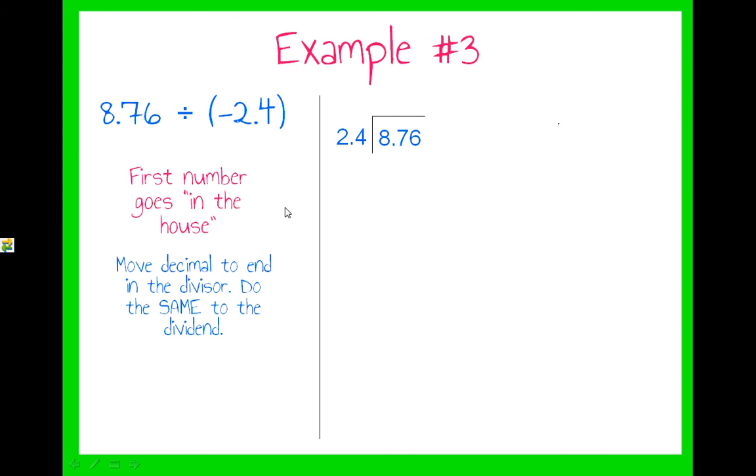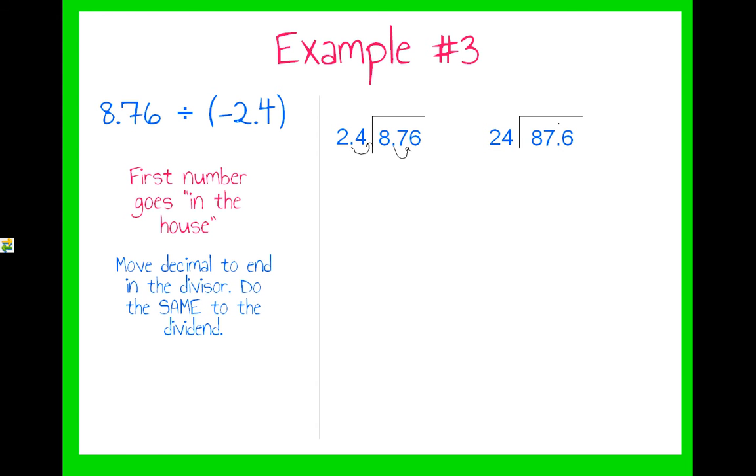We cannot have decimals outside the house, but we can inside because all we do is float it up. But outside will not do. So we're going to move that one place to the right to take it to the end. And inside the house, don't get confused, we are not going to move it to the end on the inside, we move it the same amount. So we're only moving it over one place. That gives us 87.6 divided by 24.